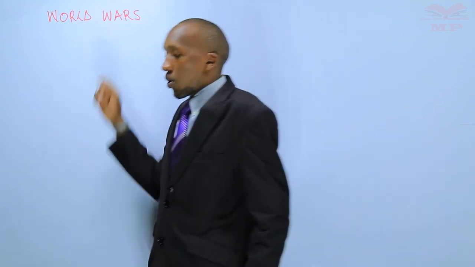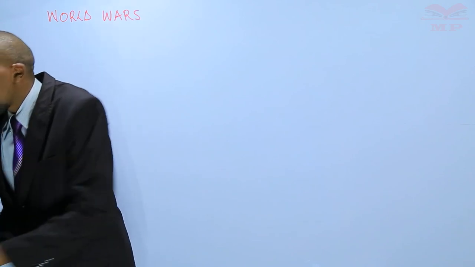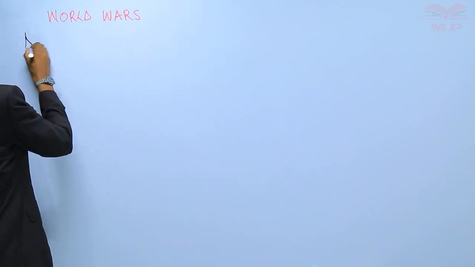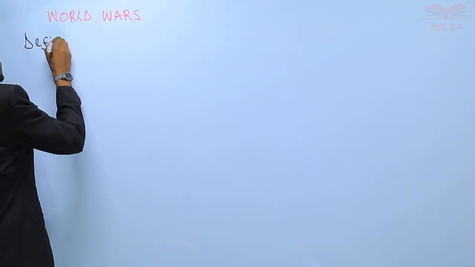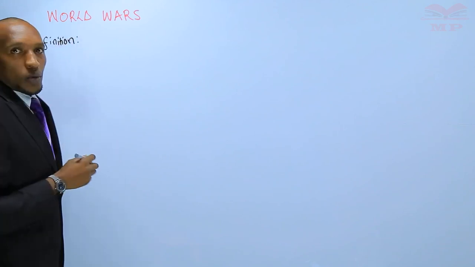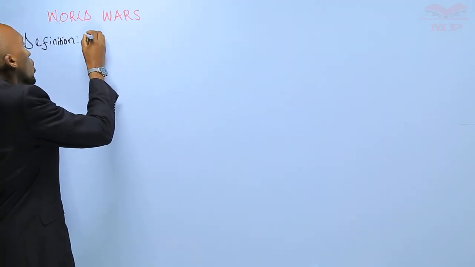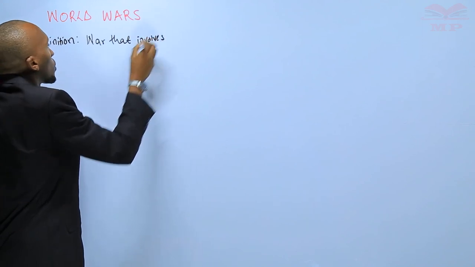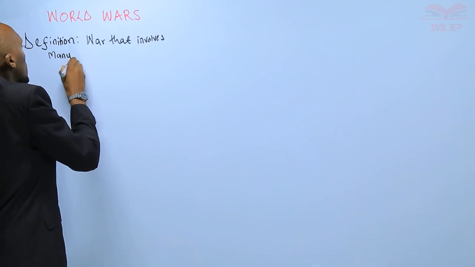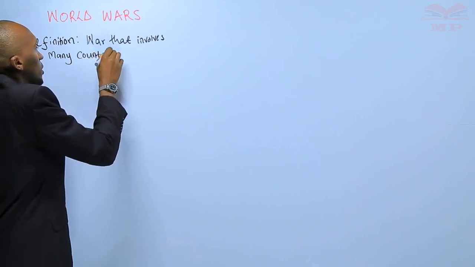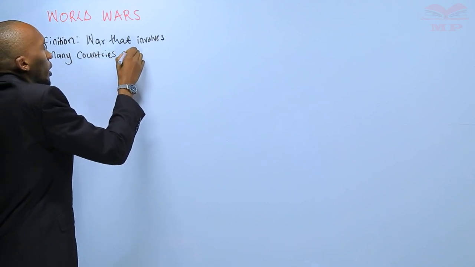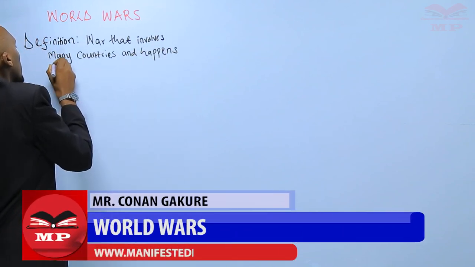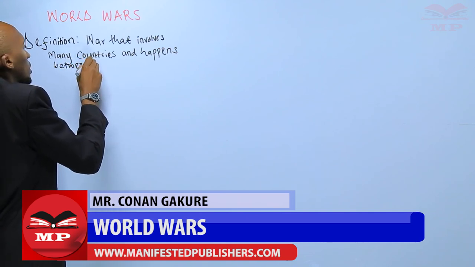So when we talk of a world war, what is a world war? We are looking at the definition of world war. A world war is war that involves many countries and happens between continents.